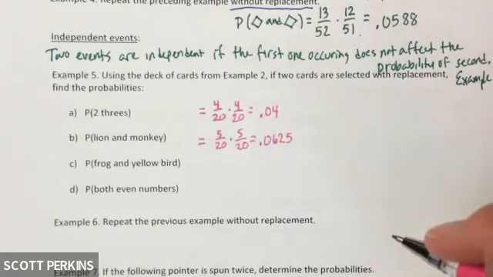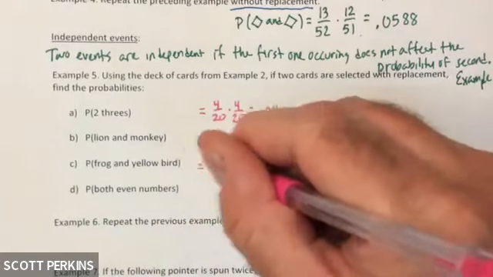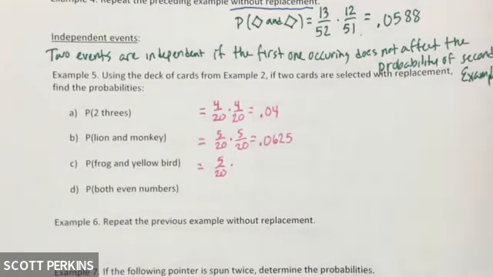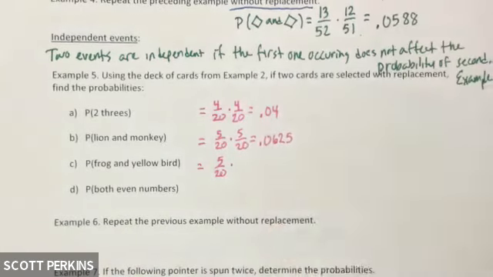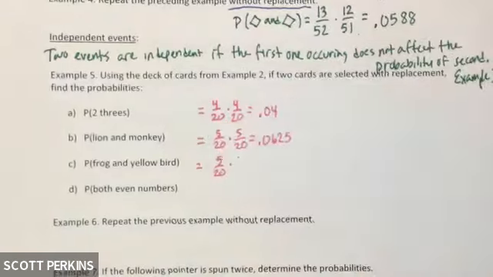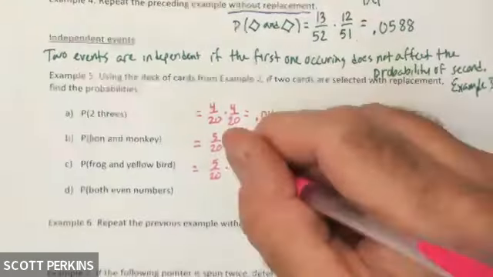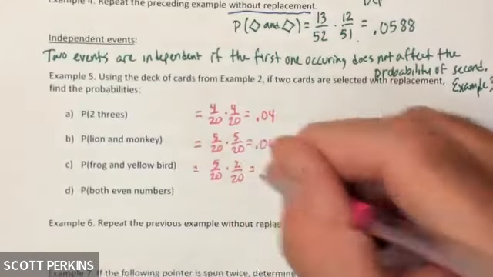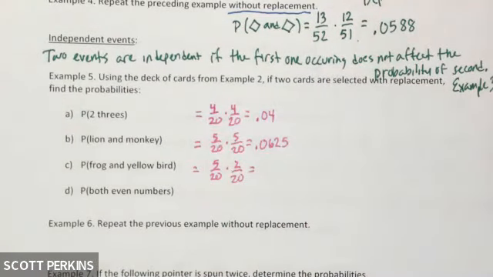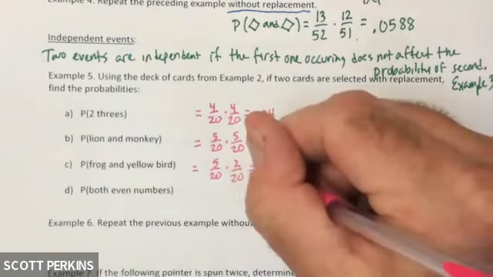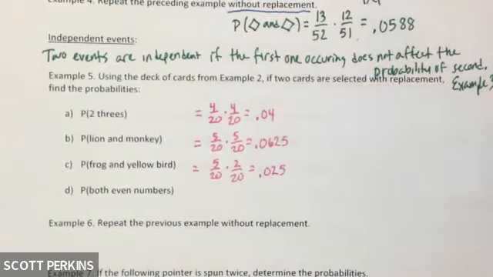Probably have a frog and a yellow bird. I think there's 5 frogs, so 5 out of 20. But then yellow bird is a little different. Is yellow bird 2 or is it 3? It's 2. Okay, thank you. 2 out of 20, great. And so that is going to be 10 divided by 20 divided by 20, and that turns out to be 0.025.